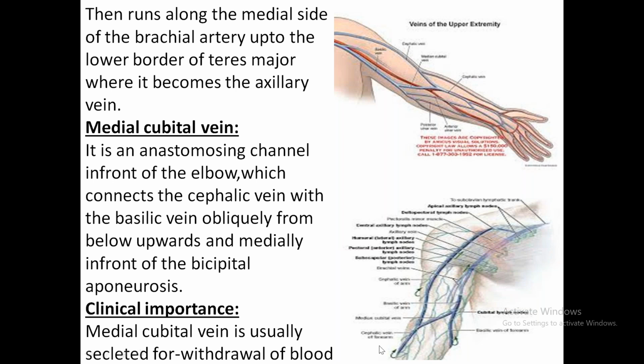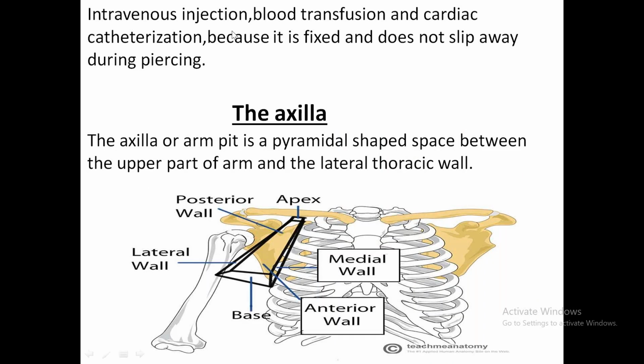Median cubital vein. This is the median cubital vein, which connects the cephalic vein to the basilic vein. It is an anastomosing channel in front of the elbow, which connects the cephalic vein with the basilic vein obliquely from below upwards and medially in front of the bicipital aponeurosis. Clinical importance: the median cubital vein is usually selected for withdrawal of blood, intravenous injection, blood transfusion, and cardiac catheterization because it is fixed and does not slip away during piercing.